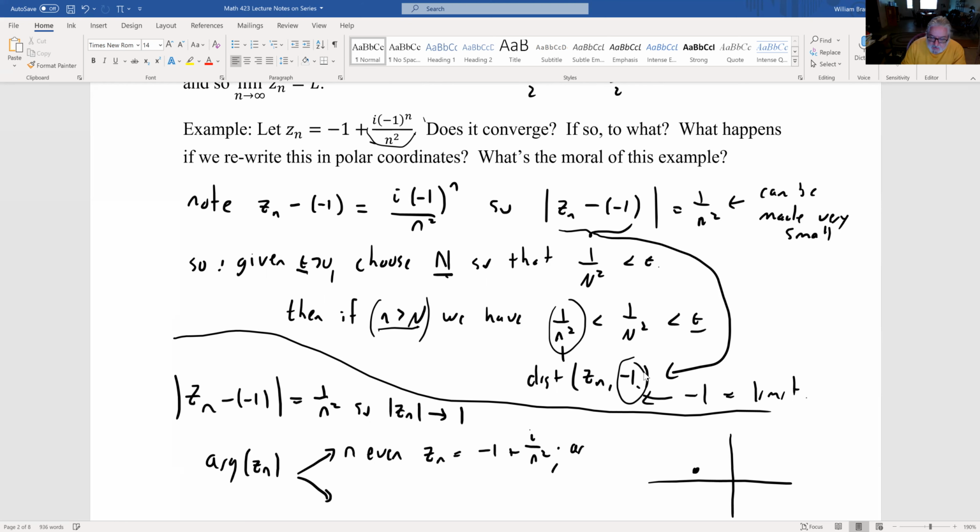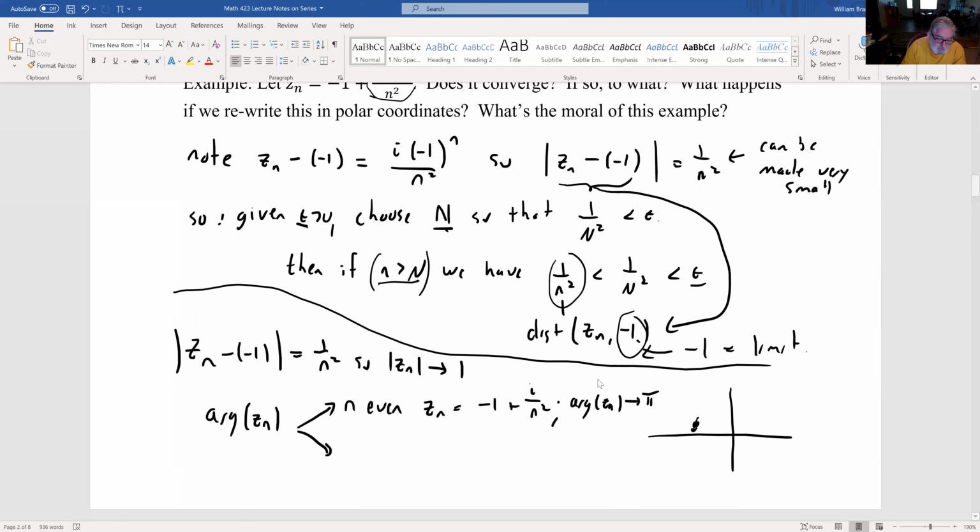And that tells me that the argument of z_n is, as n goes to infinity, going to go to pi. Because as n goes to infinity, we work our way down from above for even n.